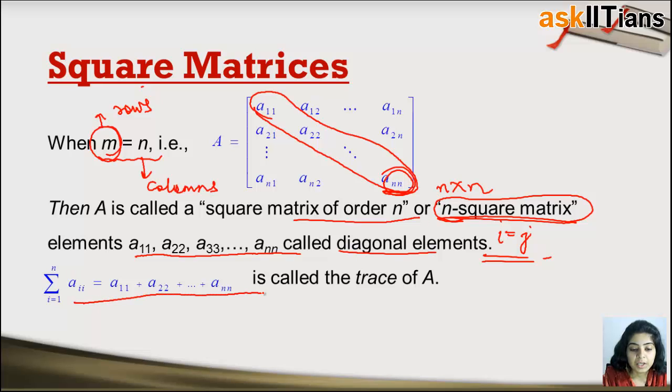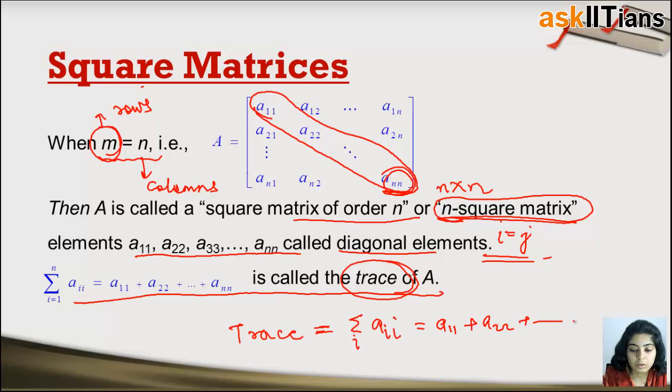Now the sum of aii is called the trace of it. This is an extremely important concept which will be used in solving various numericals based on matrices. I'll be discussing this in the later sections, maybe in the future sessions in fact. So trace is equal to sigma aii, where the summation varies over i, that is a11, a22, and so on up to ann.